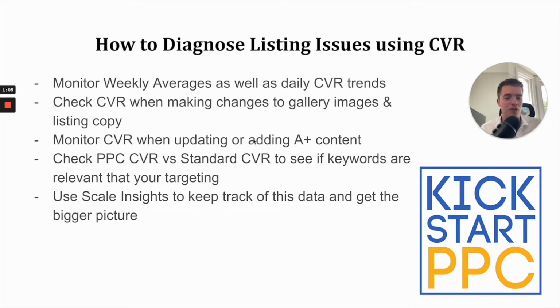Same goes with the A+ content. So getting a premium A+ content, seeing if that has any impact on your listing, getting that video at the top, and getting that A+ content to meet the whole width of the page rather than just the small width it was before. You also want to check PPC versus standard conversion rate because that can give you an idea whether you're targeting the right keywords. Your standard conversion rate is going to be for everything that you're indexed for, your organic, as well as the PPC. So you can see whether you're actually targeting the right keywords and how relevant they are. So keep an eye on that metric.